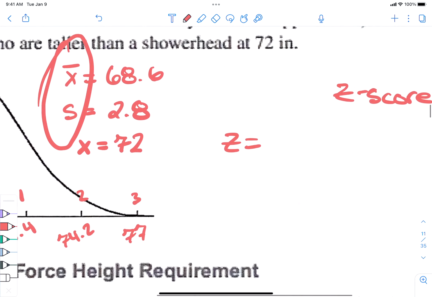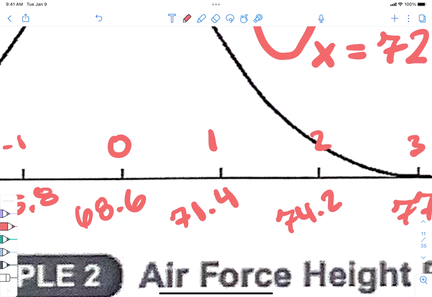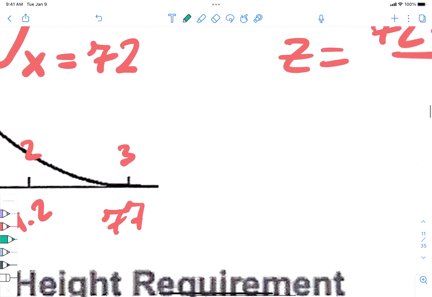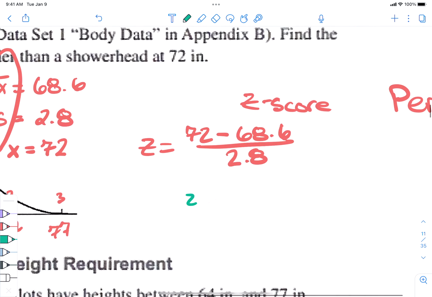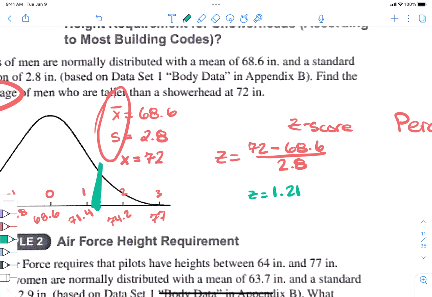Now we just use our z formula. 72 minus 68.6 divided by 2.8. Before you calculate that, if we look at the chart, where is 72 going to be located? Right after 1, so 1 point something. If we calculate the formula exactly, what's the z-score? 1.21. Always go to 2 decimal places because that's what your table goes to. So we're marking off here and trying to look up the percentage.